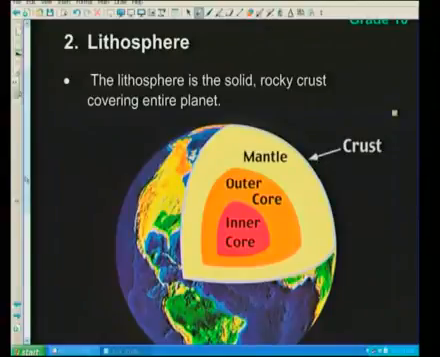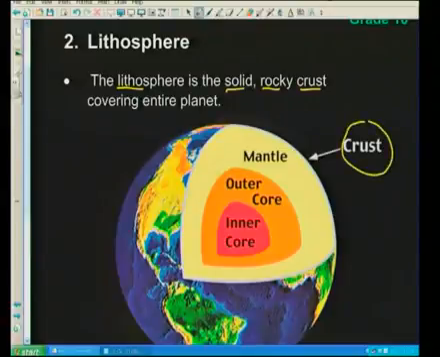But very briefly, what is the lithosphere? Lithosphere refers to the solid, rocky crust that covers the entire Earth. So there we have the word crust, and that forms, it's about 100 kilometers in thickness.